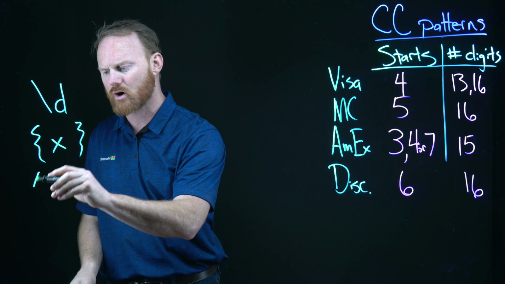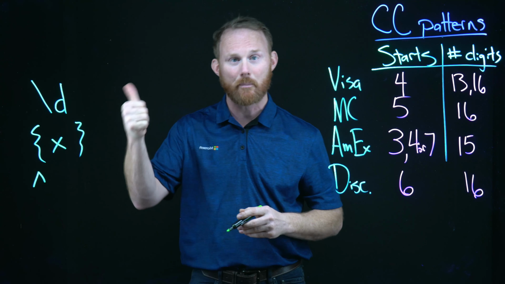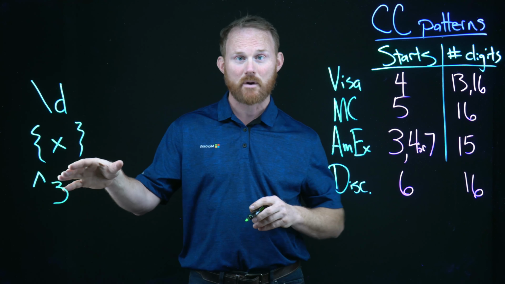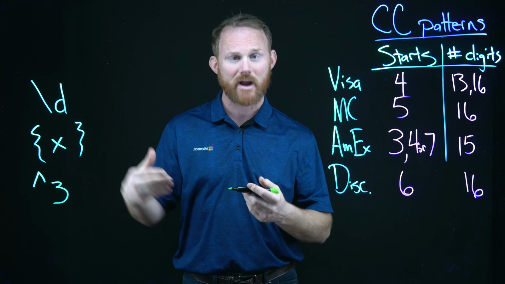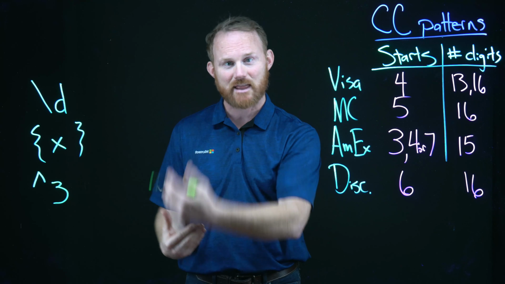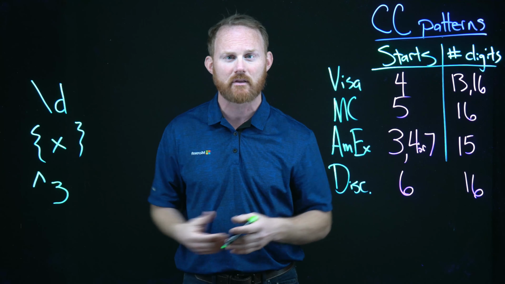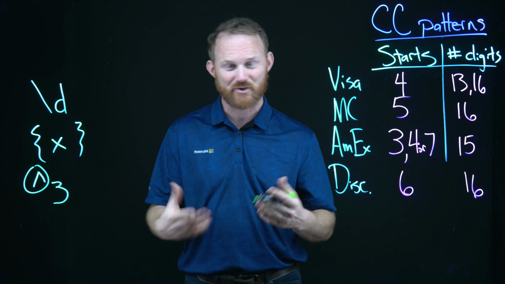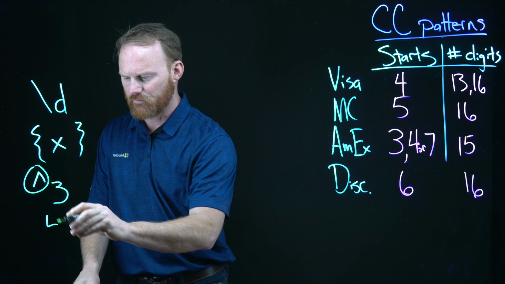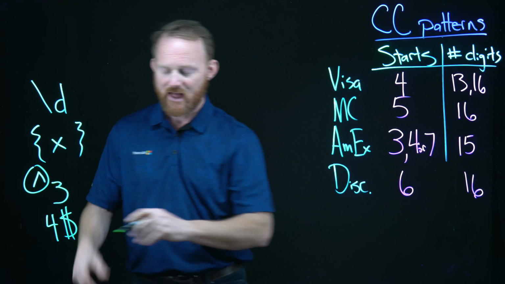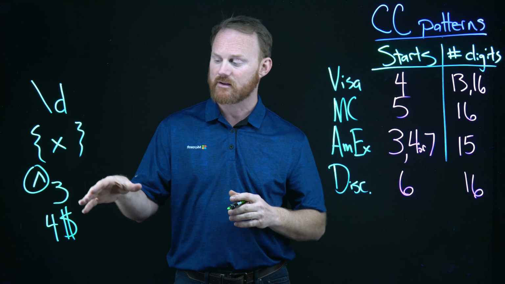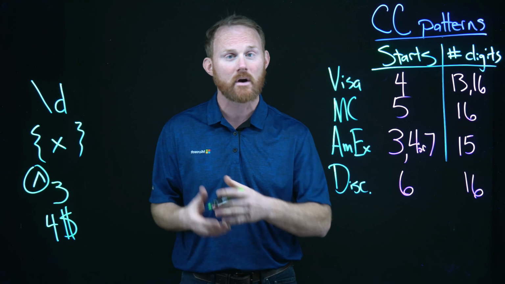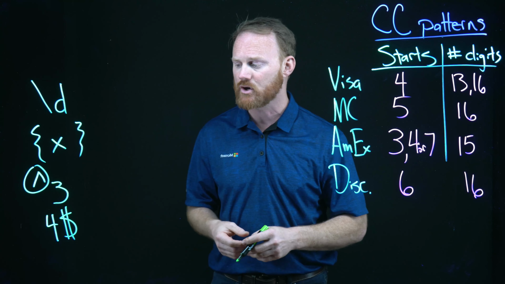If you start with the up arrow, the caret, and I'll put the number 3 after it, that means I expect the regular expression to start with a 3 at the beginning of the string or the beginning of the line. So the up arrow is the key: starts with. And if I have 4$, that means I expect the string to end with the number 4, no exceptions. Right after the 4 is either the termination or a new line.